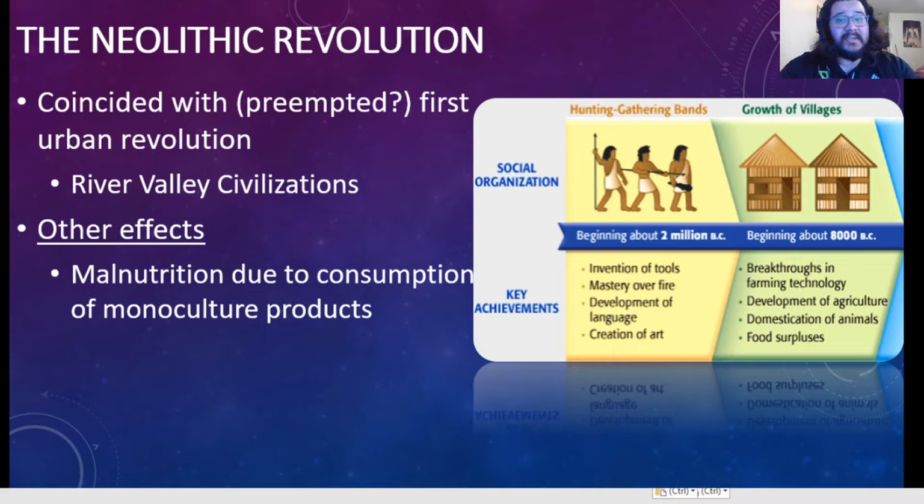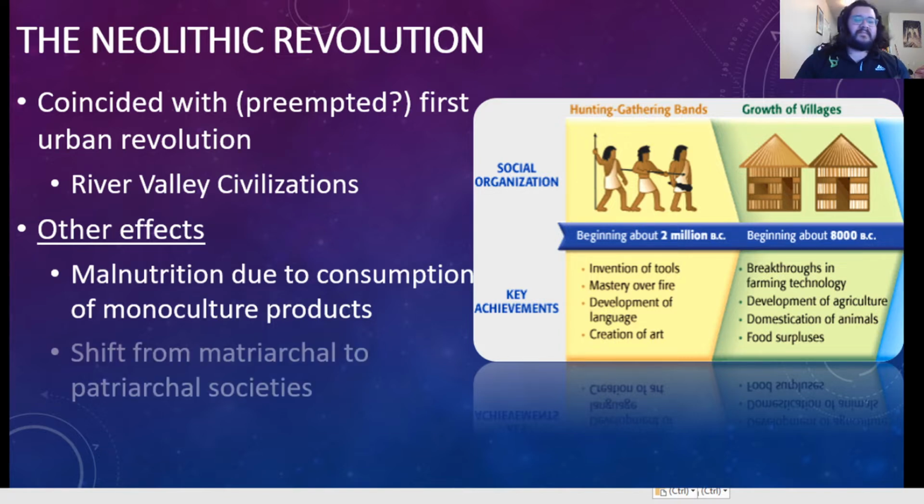Naturally, that's not the healthiest way to go about things, and we did see a drop in health and nutrition as a result. We can look at that in terms of skeletal structures of ancient humans, right? We can see over time after this revolution occurred, lower bone densities, smaller frames, things like that.